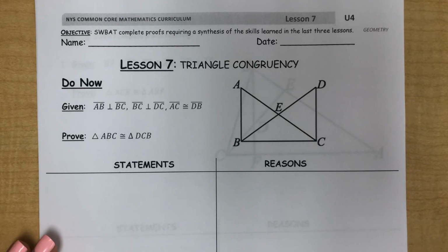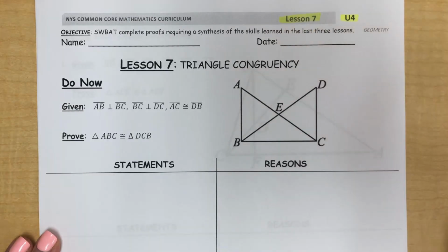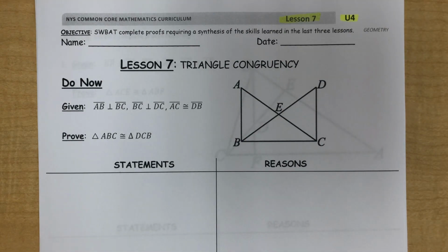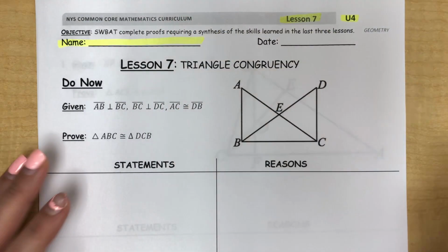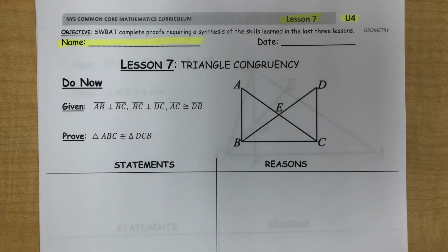Hey boys and girls, so today is Unit 4, Lesson 7, which is the triangle congruencies. All right, first thing you're supposed to do is write your name at the top of the lesson. Once you've done that, you should be working on the do now.